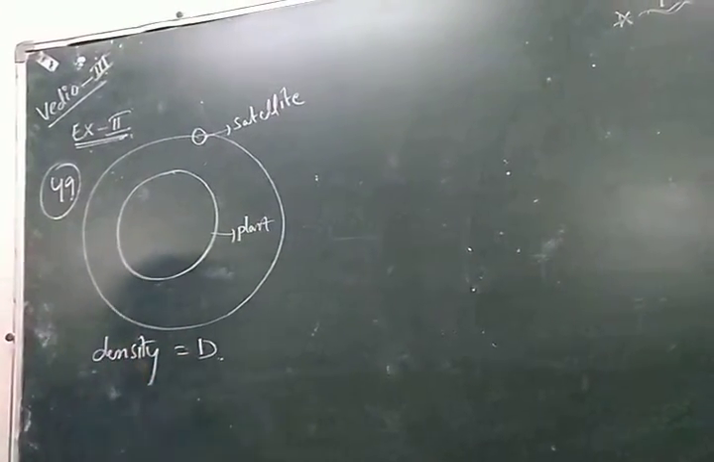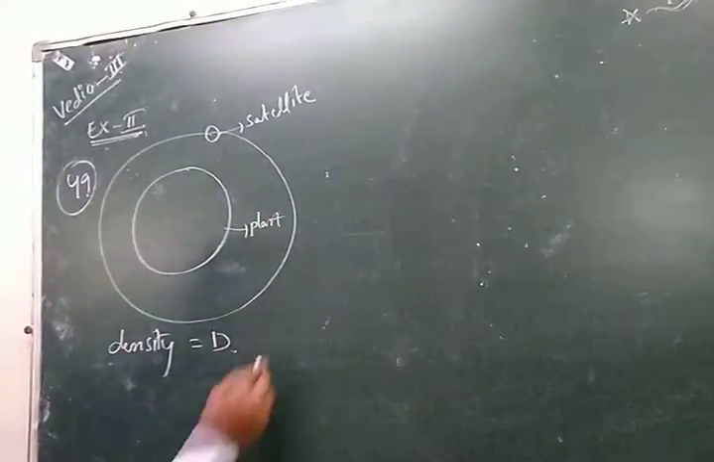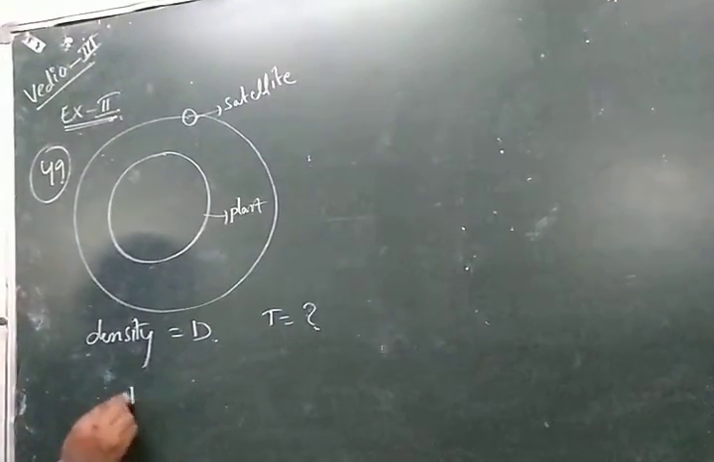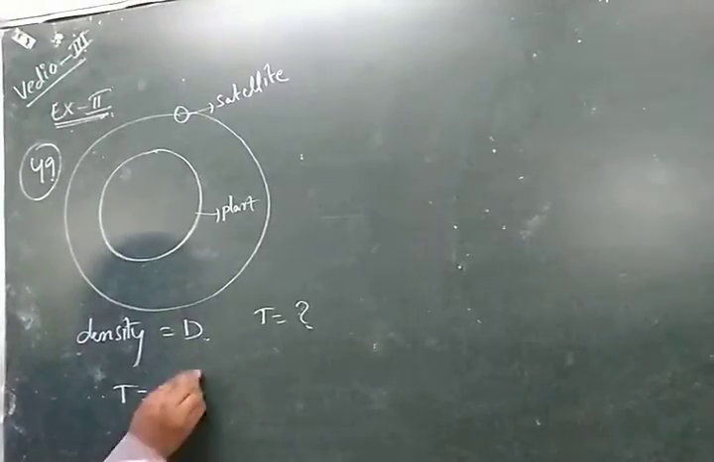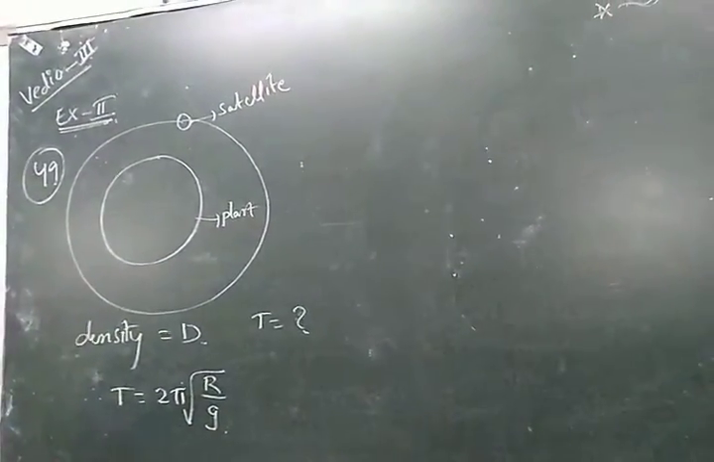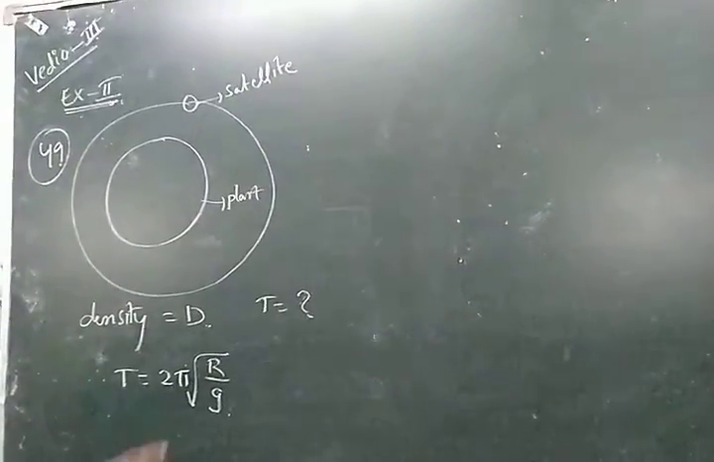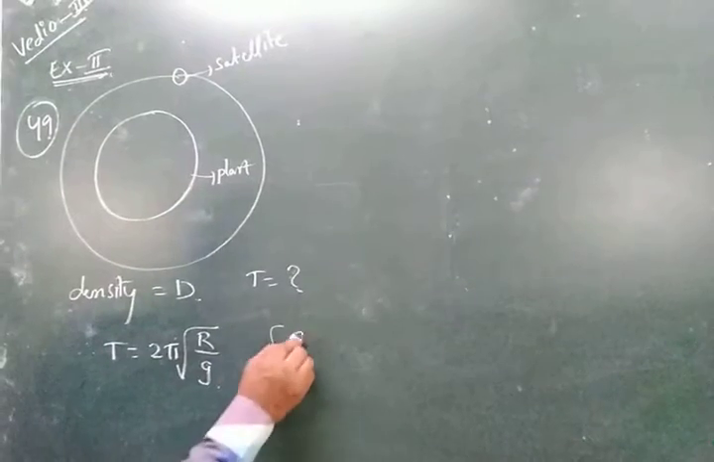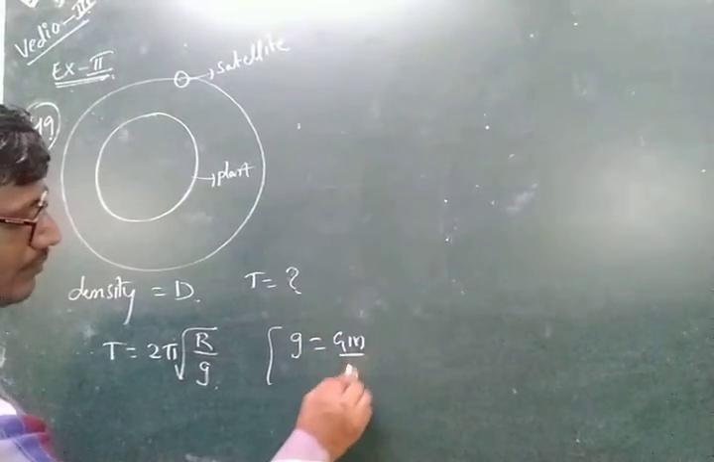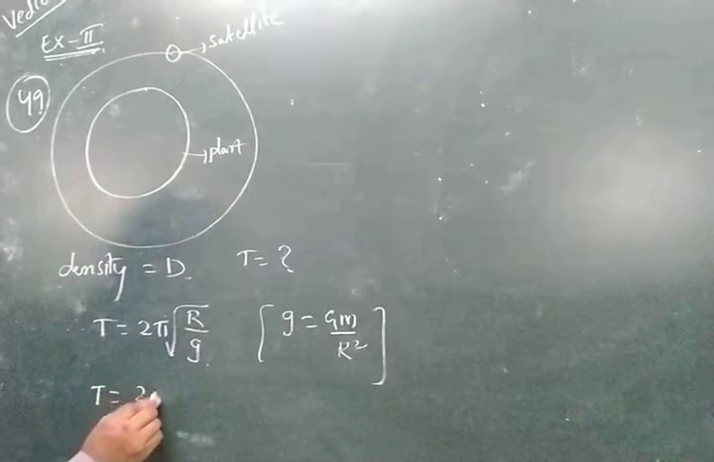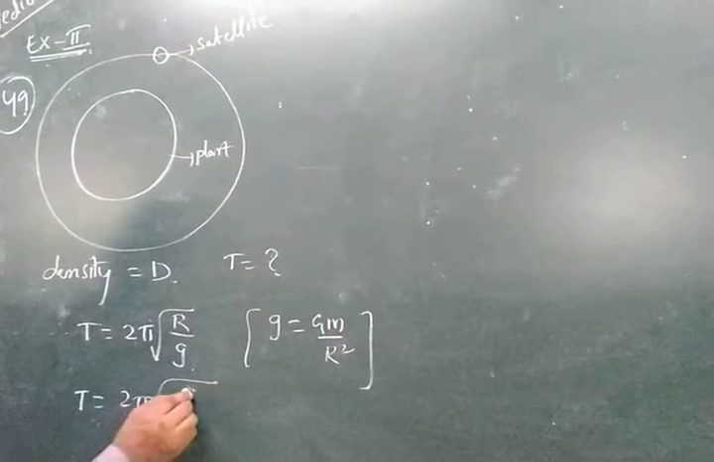The density is given by capital D, and we need the time period of the revolution. We know the formula: T is equal to 2 pi into the square root of R by g. Here g is the relation between small g and capital G: g is equal to GM by R square.